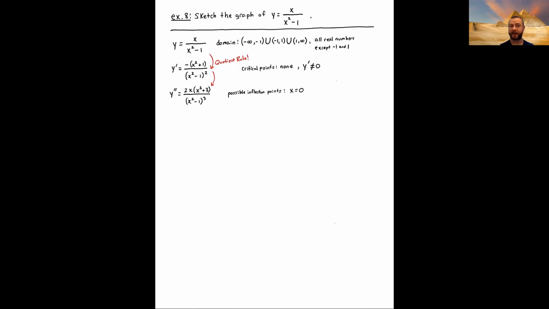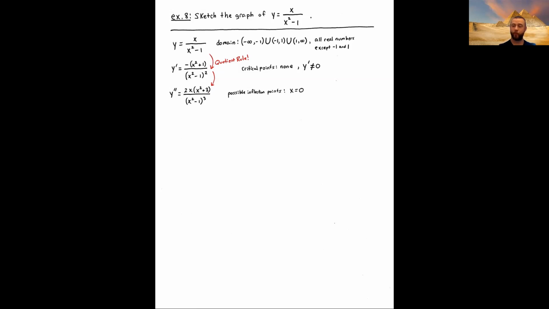There's no value for x for which the derivative equals 0. So we have no critical points. There is a single possible inflection point, however. If you set for the second derivative that entire numerator equal to 0, you should find that you get x equal to 0 as a solution. X squared plus 3 equal to 0 has no real number solutions. So we have here no critical points and a single possible inflection point.